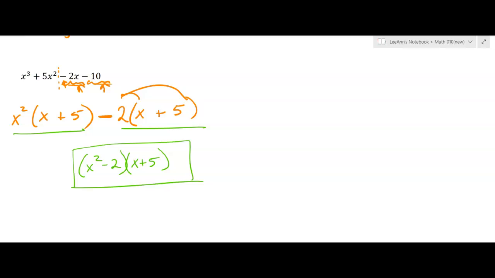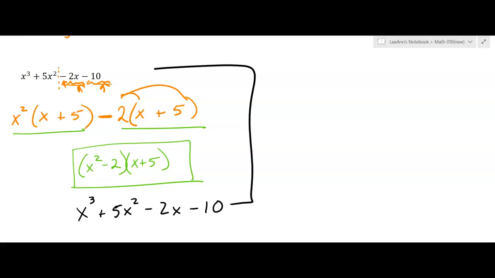And then you can check it with FOIL. If I do first, I get x cubed. If I do the outer, I get 5x squared. The inner, I get minus 2x. And the last, I get minus 10. That should be what I started with. And it is.